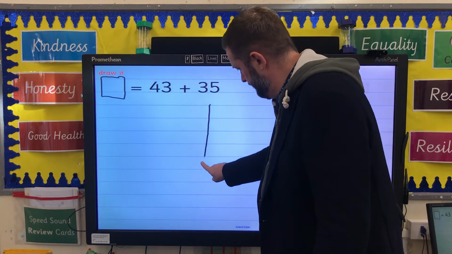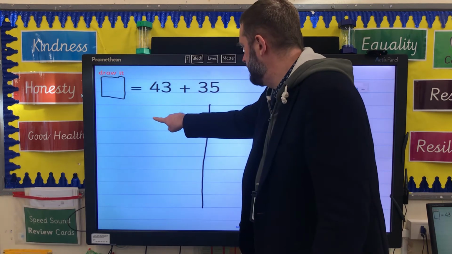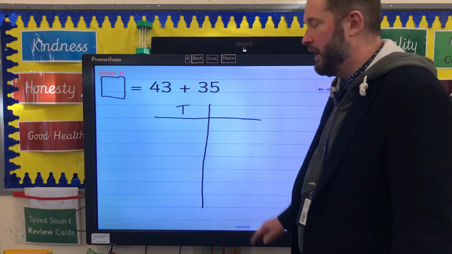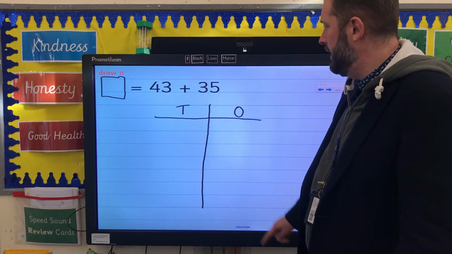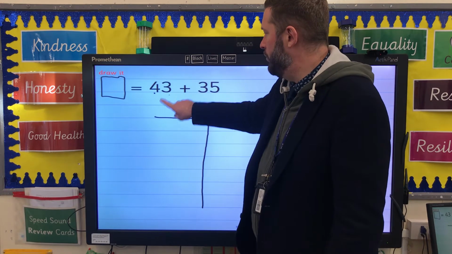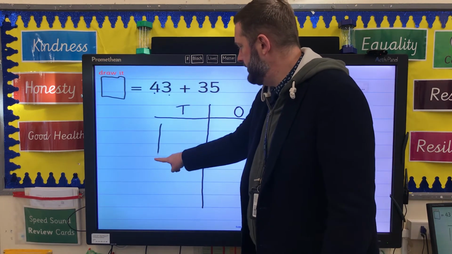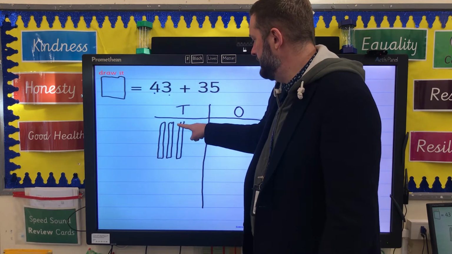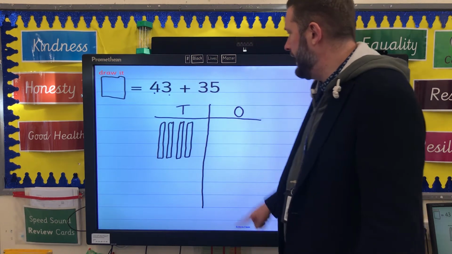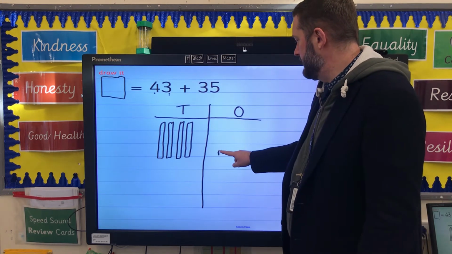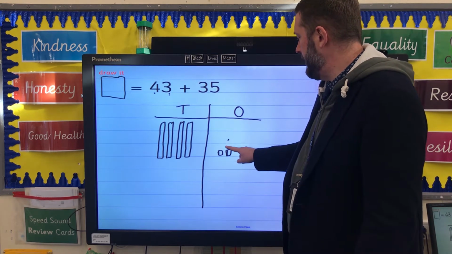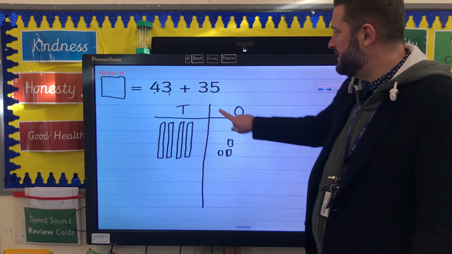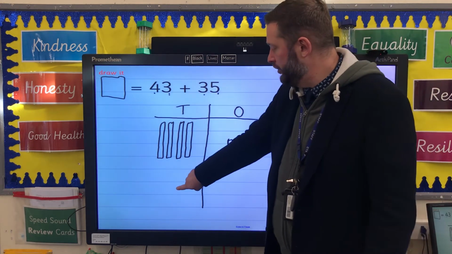Line down, line across. I'm going to write T for tens here. I'm going to write O for ones there. And I'm going to make my first number in tens and ones. I'm going to make 4 tens. Make all your tens the same size. Okay, and 3 ones, nice and small. And do you see I've kept my number 43 nicely lined up. Now we're going to make the second number, 35, underneath.